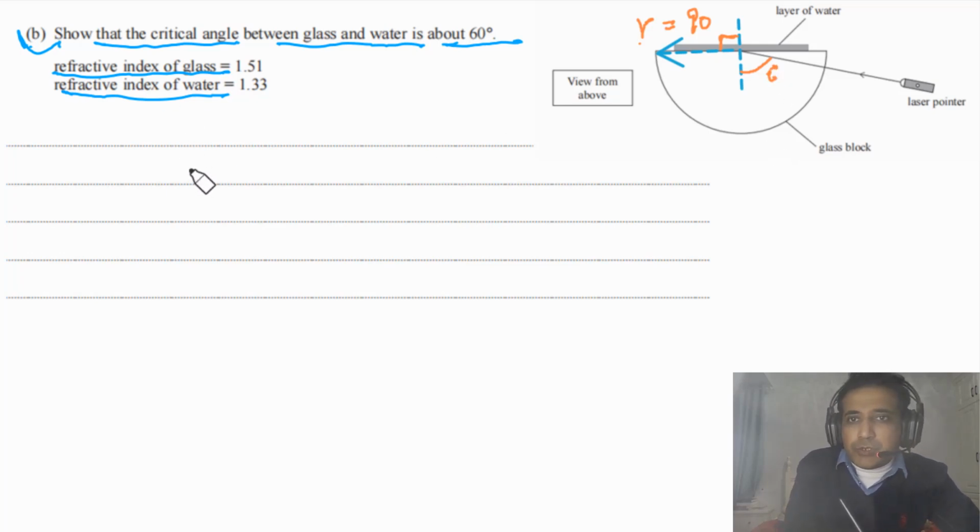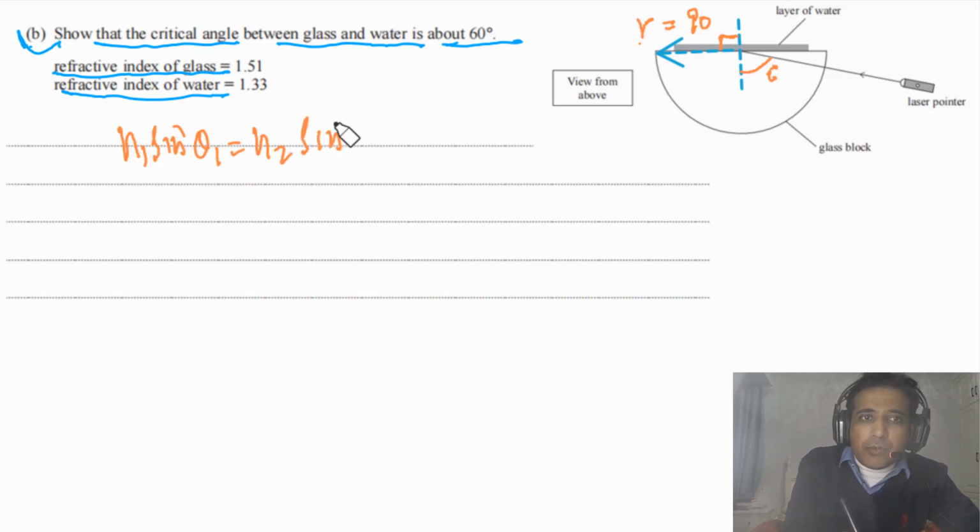So simply we can use Snell's law in this case. We can say n1 sine theta 1 has to be equal to n2 sine theta 2. n1, we are talking about glass. So this is our glass. We are saying this is medium 1 and this is the second medium, meaning water. This is the second medium, not the air. So water is the second medium.